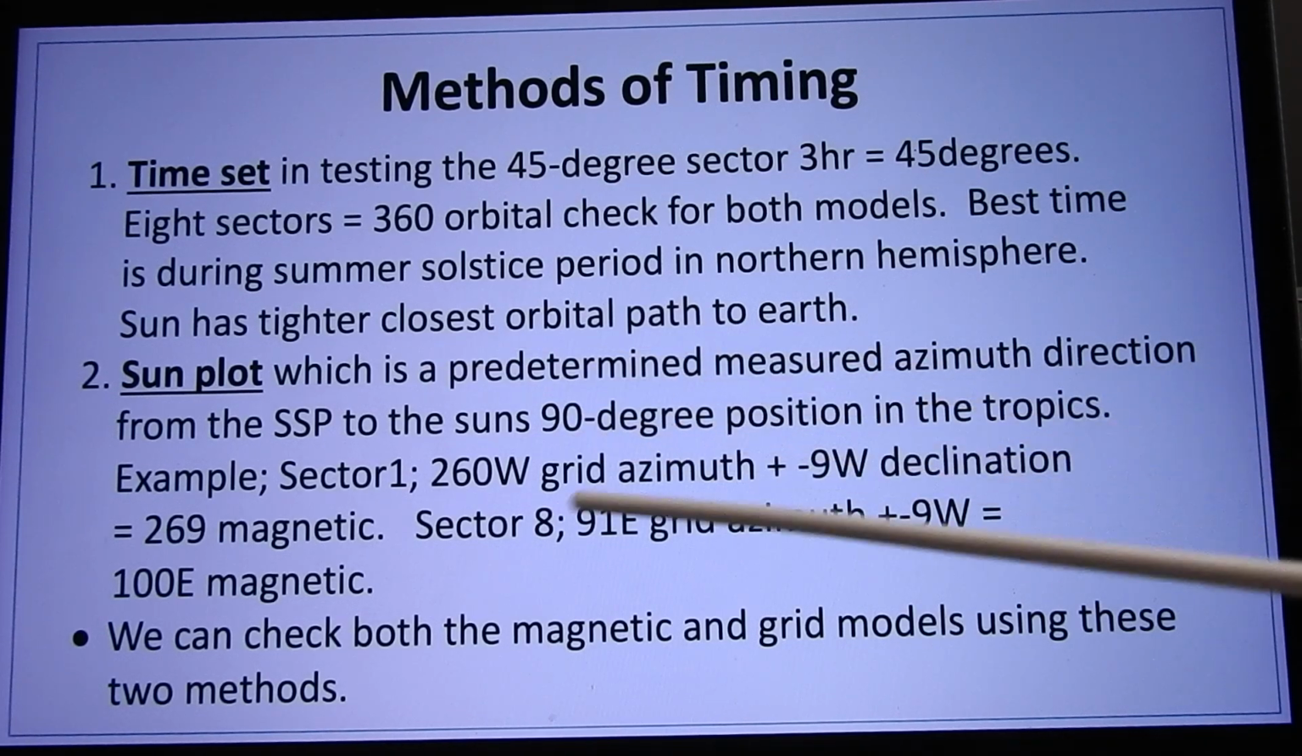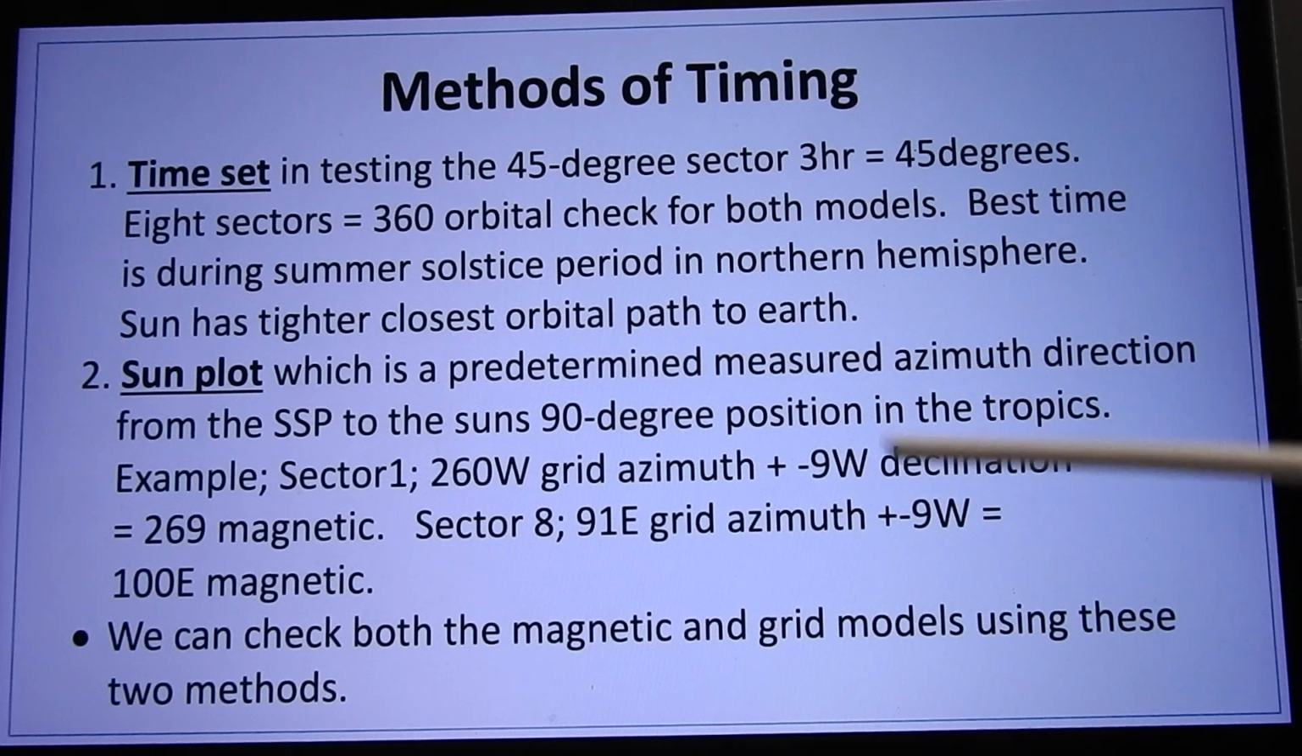And that's basically how you do it. It's a very simple process, but we need to understand how to do it correctly. We can check both the magnetic and the grid models using these two methods. And again, this was the second part of the trap. I had 2 traps originally within this process.